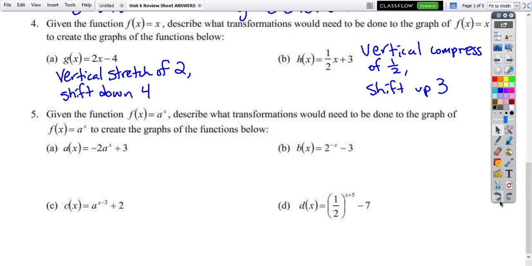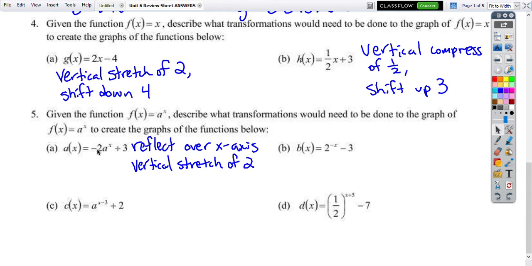All right, number 5, we're starting with a to the x, so whatever we do to the a, which is in front of it, then it's going to do that to the graph. Also, if there's a minus in front of that, there would be just like this. So the first thing we notice, it's going to be a reflection over the x-axis. The second thing we notice is that there's a plus 3 at the end, so it's just, the 2 in front, vertical stretch of 2, and then the 3 at the end is shifting up 3 units. So reflecting over the x-axis, vertical stretch of 2, and then going up 3.